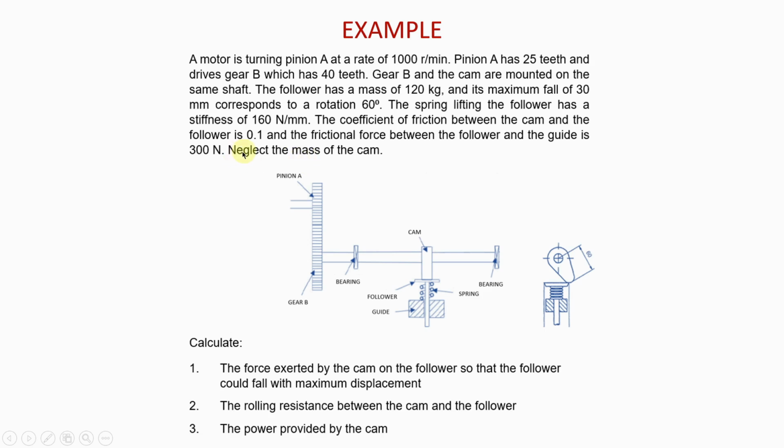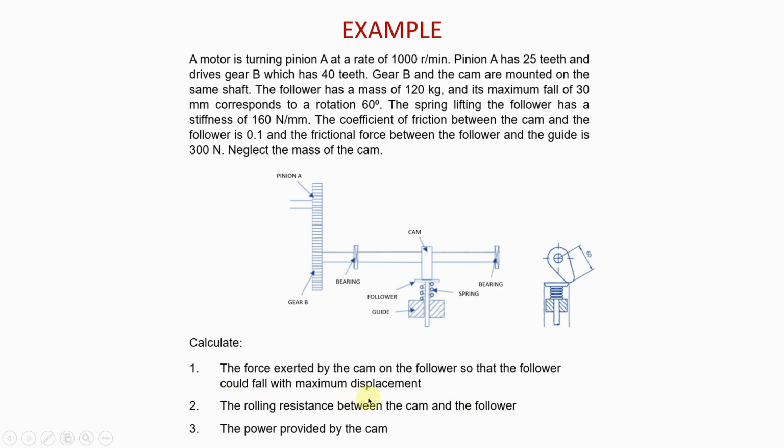Now they say you can neglect the mass of the cam and first calculate the force that is exerted by the cam on the follower so that the follower could fall with maximum displacement. So we're trying to find the force that the cam needs to exert on the follower to cause it to fall by its maximum displacement, its maximum fall, which is 30 millimeters. For question number 2, you need to find the rolling resistance between the cam and the follower.